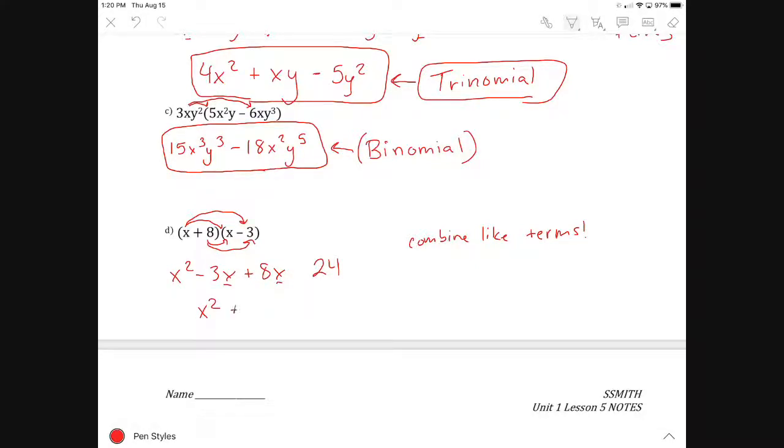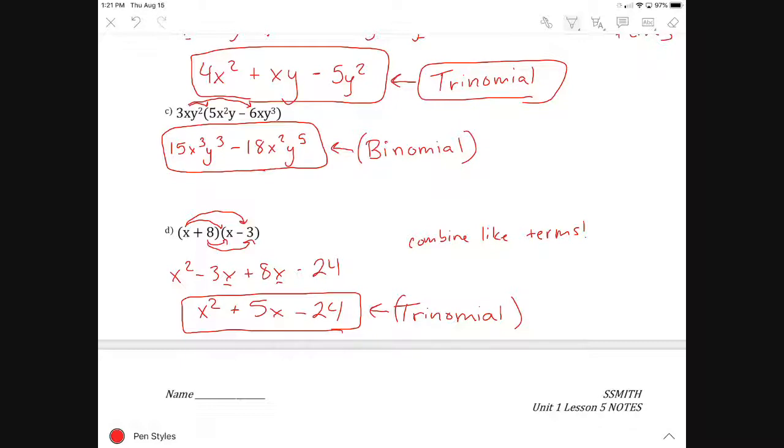But then we've got negative 3x and 8x. That's going to give us 5x minus 24. And that's going to be a trinomial because we have an x squared, an x, and then a term by itself. So that is a trinomial. Everything's going to stay the same, simple as that.